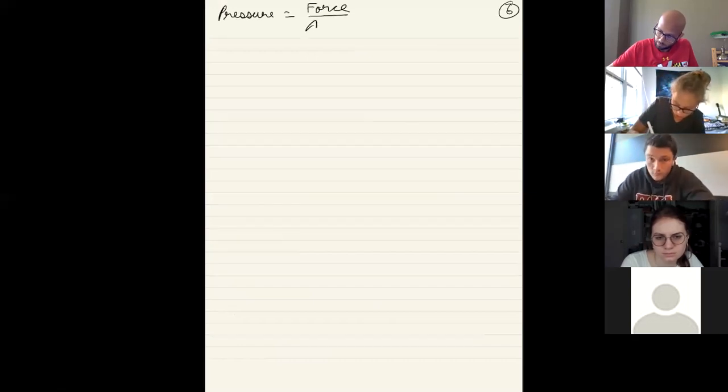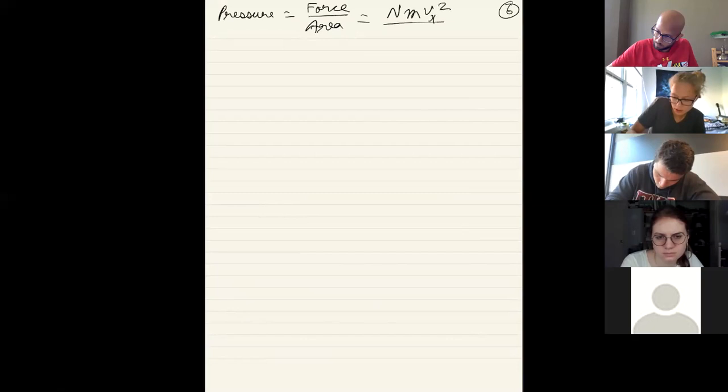So pressure is force by area, or N m Vx squared by V.